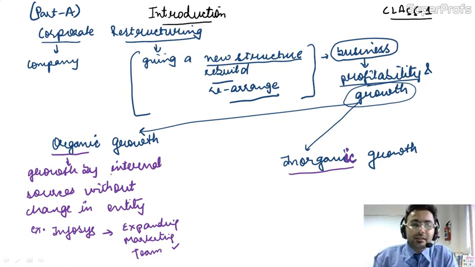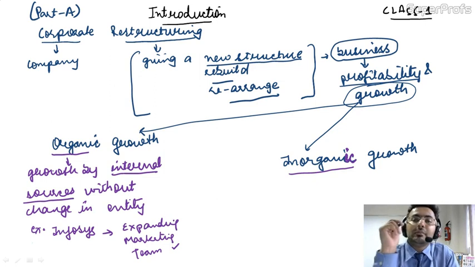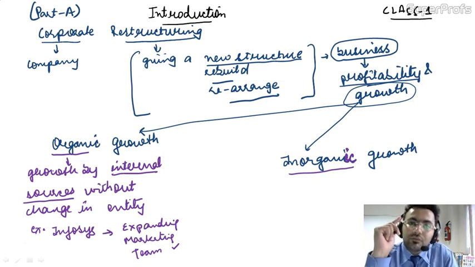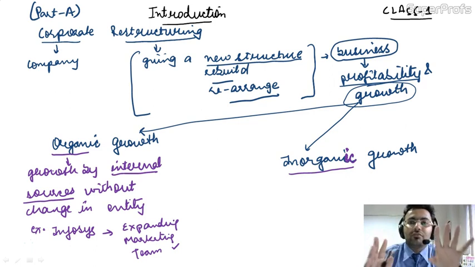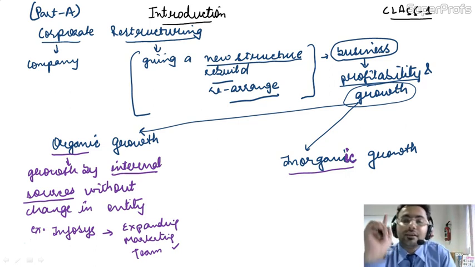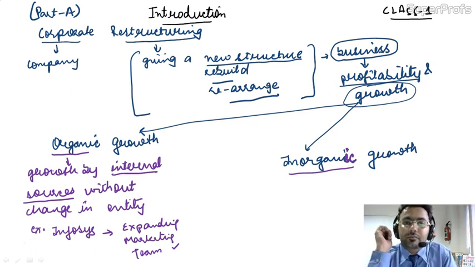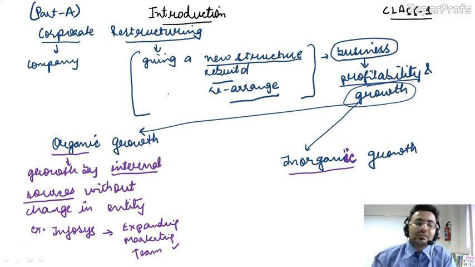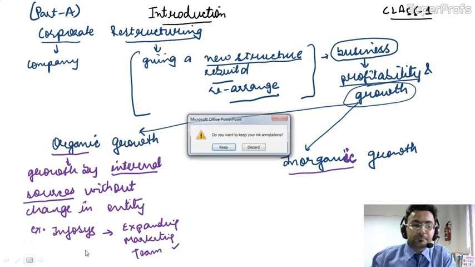So what we are basically doing is taking the whole help of internal resources. That means only the resources which are available with us, only the resources which are available with the company itself, only the resources which the company has already had, not using anything from external sources. Okay, so what does generally happen? Let me show you that, I mean, what kind of example that is.